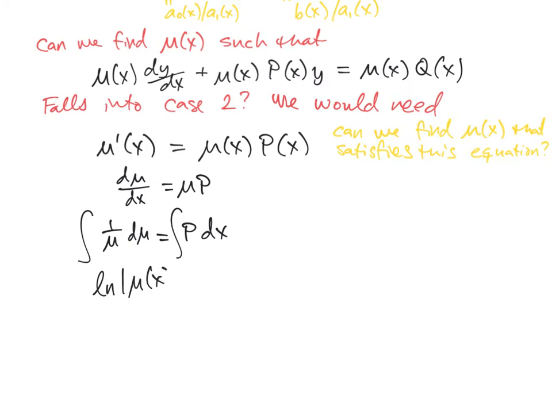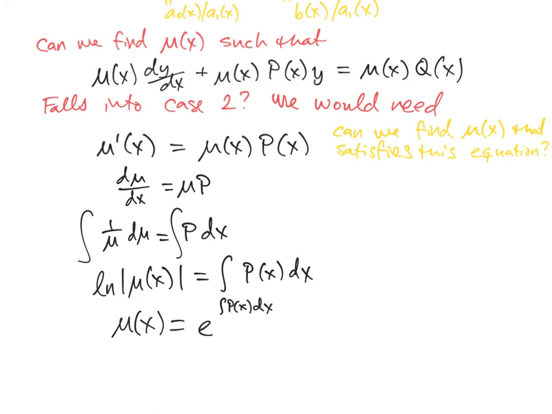We'll put a of x there for clarity. And depending on what p is, hopefully we can integrate that. So we'll just write it like that. And now if we want to solve for mu of x, we just have to take the exponential of both sides. So mu of x equals e to the integral of p of x dx.